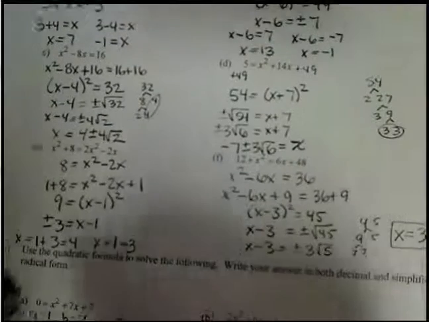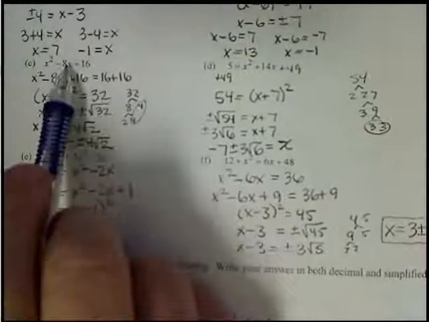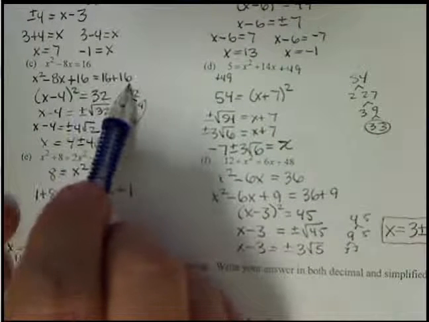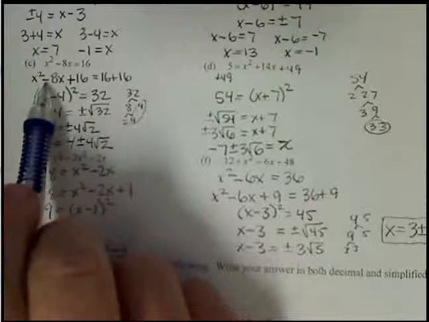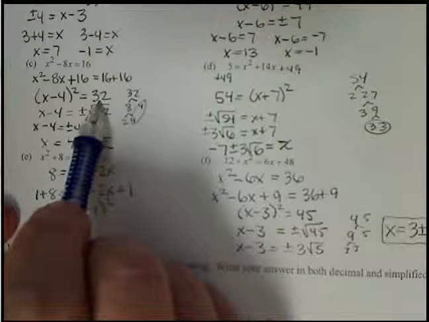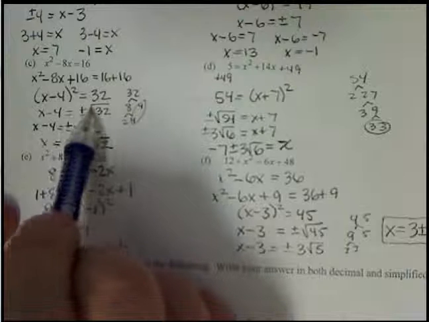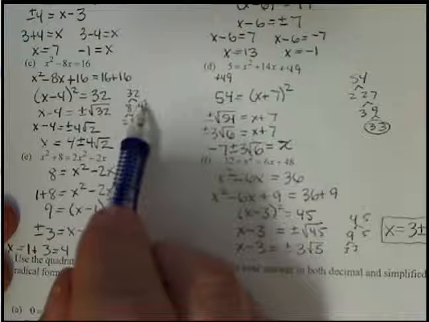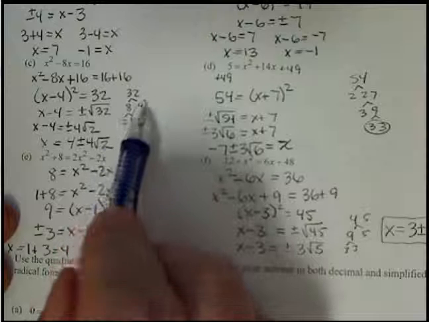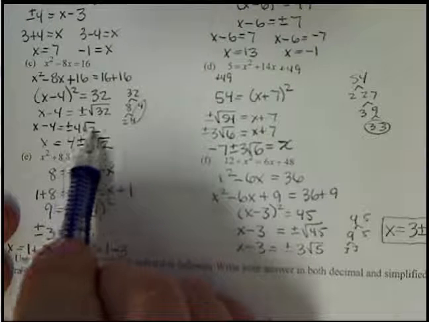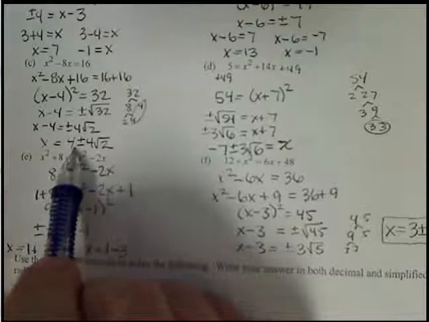Same idea with C. Half of 8 is 4. So I added 16 to both sides. This becomes x. Half of negative 8 is negative 4. X minus 4 squared equals 32. Take the square root, plus or minus the square root of 32. Again, 32 breaks down. 8 times 4. 8 breaks down to 2 times 4. Got a pair of 4s. So I have plus or minus 4 root 2. Added 4.